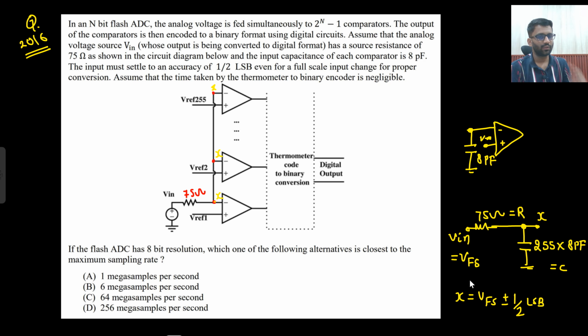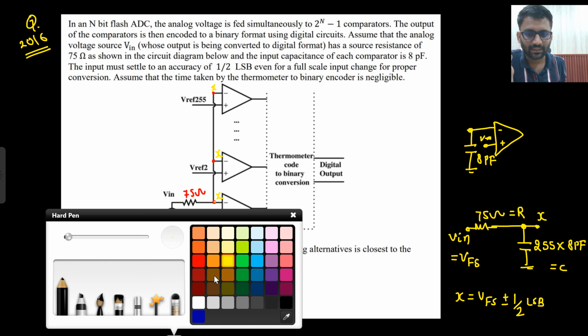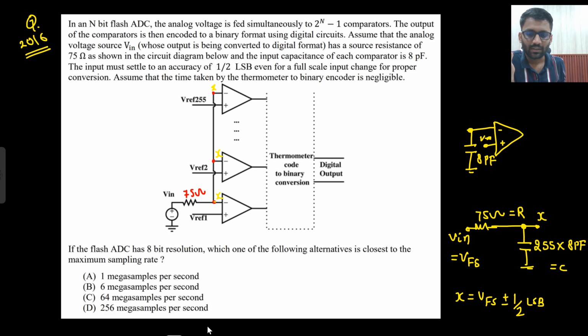Ideally it should settle to full scale only, because this full scale will be charging this capacitor. But you know that to charge this capacitor completely will take infinite time. So at least it should settle to half LSB accuracy. That means it can take half LSB of error, half LSB of full scale. You can write plus minus half LSB as well. So basically this much error it can take.